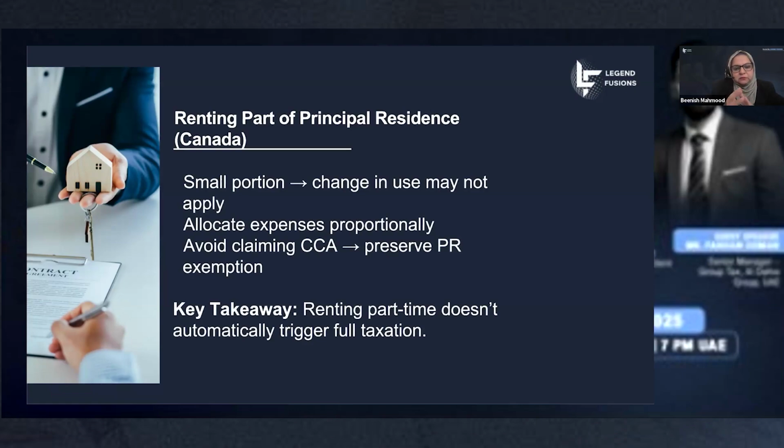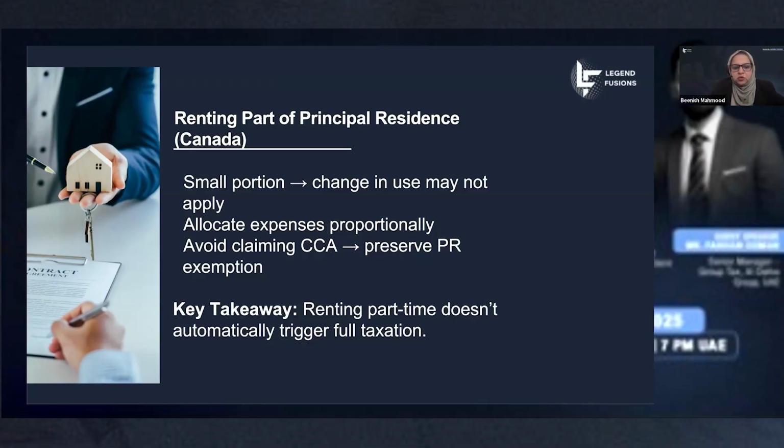But the good news is, if you meet three simple conditions, you can still treat your whole property as your principal residence. First of all, the rental place has to be smaller compared to the entire home. So you just see the substance over form. And then you haven't made any major structural changes to create a self-contained unit. No major refurbishment. And thirdly, you're still living in the home as your main residence. If all of these conditions are met, there is no deemed sale. And the good news is your principal residence exemption stays intact.